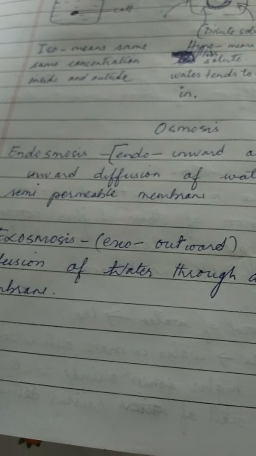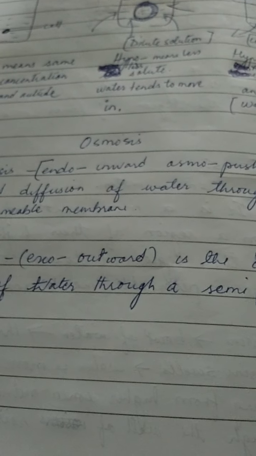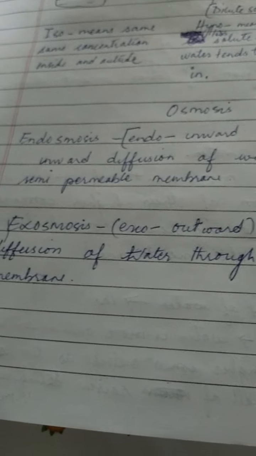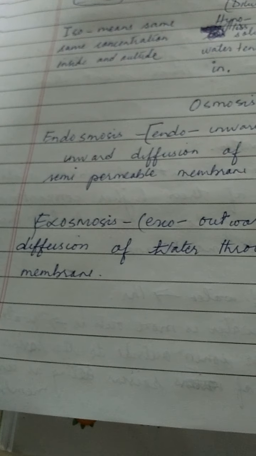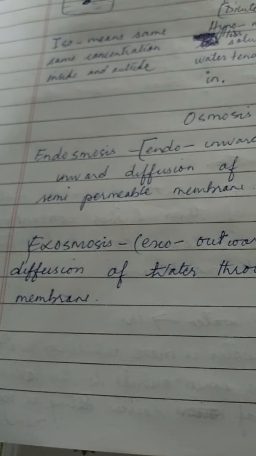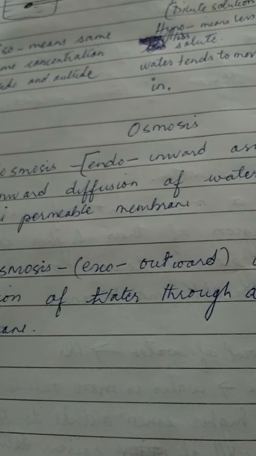Two types of osmosis are there. One is endosmosis. Endo means inward, osmo means push. Inward push. So it is the inward diffusion of water through a semi-permeable membrane. And exosmosis. Exo means outward, it is the outward diffusion of water through a semi-permeable membrane. One is inward movement and one is outward.